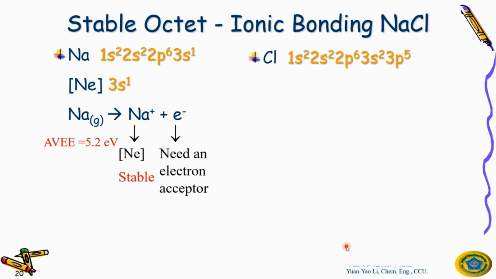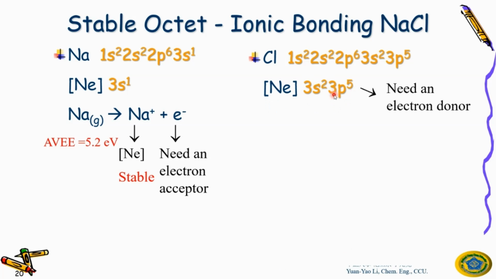In this case it is chlorine, right? Chlorine we can write as neon 3s2, 3p5. So that means we need an electron acceptor if this requires 1 electron. That means the chlorine, ladies and gentlemen, remember this is in the gas phase. Gas phase means what? There are no interactions. There are not many atoms surrounding. There are only 2. We only consider 2 electrons only. And this can become chlorine anion.